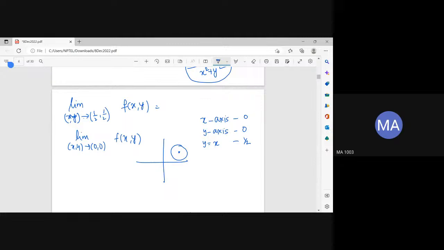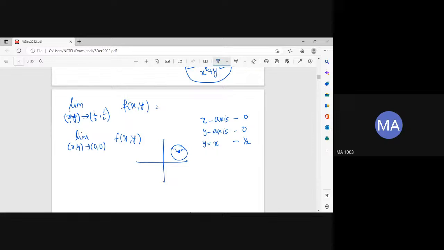All the values should get mapped to values closer to f of (0, 0). To approach this point, I can come along any path. There are infinitely many directions to approach this point. Only if all the limits along those directions are equal will the limit exist. So if I have found two paths along which the limits are not equal, it stops there, right? The limit does not exist.